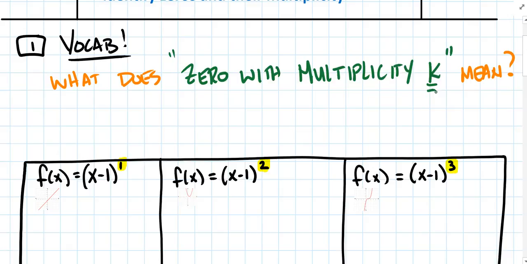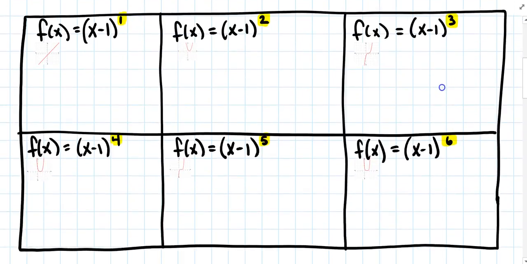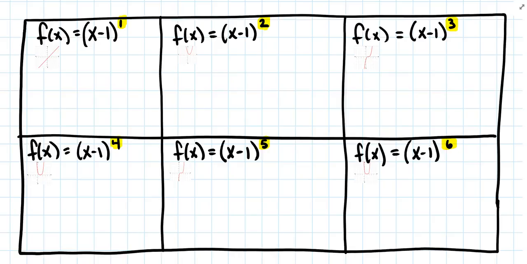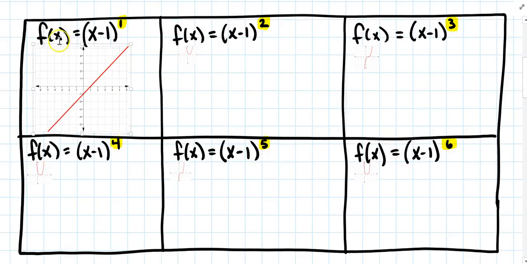What I've done for you here so far in this little chart is I have created a bunch of polynomials. This one in the top left is x minus 1 to the first power. This is x minus 1 squared. This is x minus 1 to the third, x minus 1 to the fourth, the fifth, and sixth. We're going to look at the graphs of these and look for similarities. So here is the graph of f of x equals x minus 1.